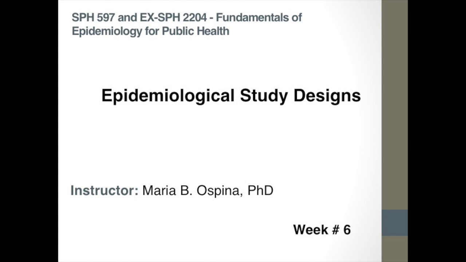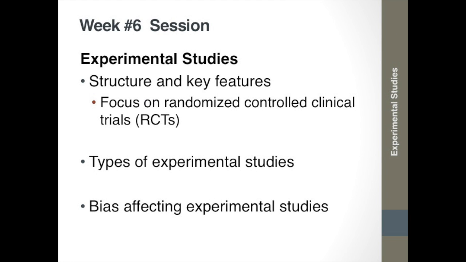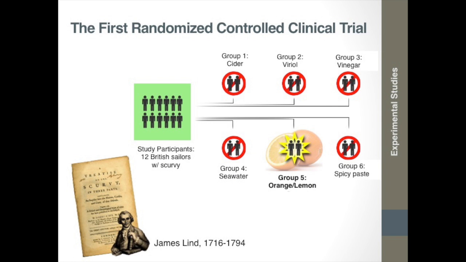Hello, we're going to talk today about experimental studies. We will review their key features with a focus on randomized controlled clinical trials, or RCTs. We will also review different types of experimental studies and conclude with an examination of the main type of bias that affect experimental studies. RCTs are the most well-known experimental design and the ultimate step in testing causal hypotheses.